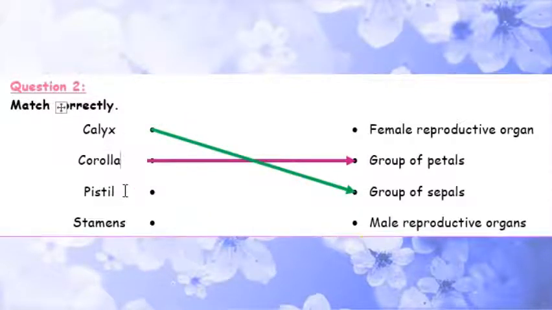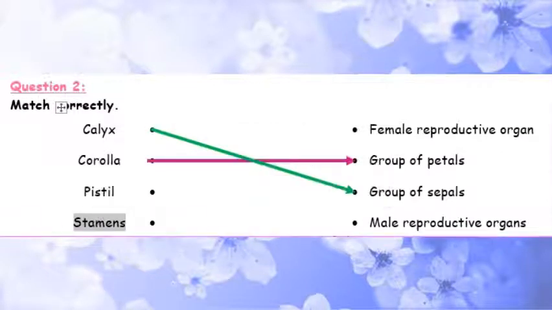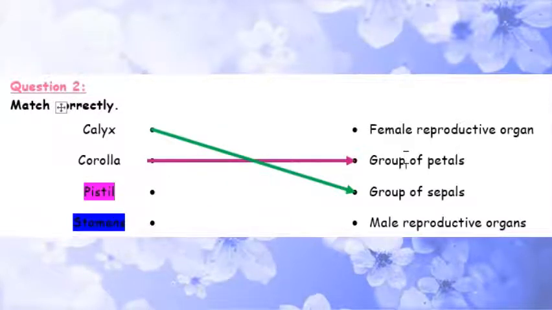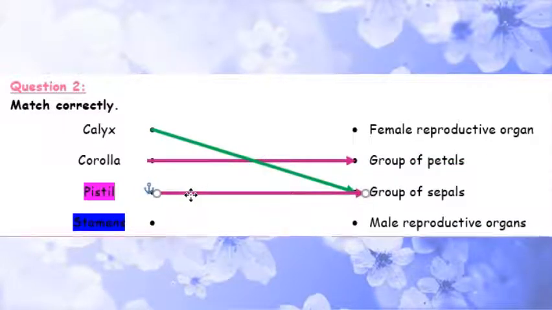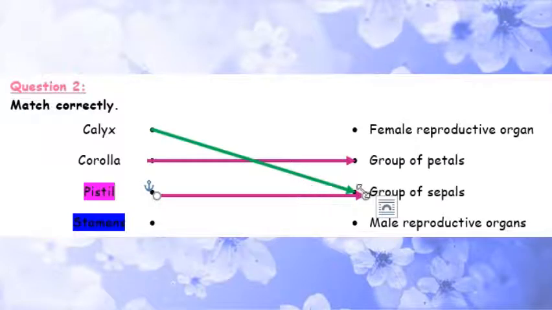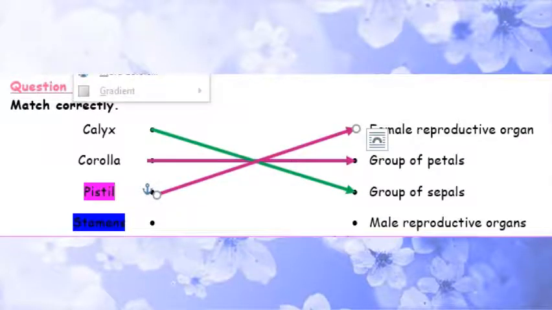Okay, we still have pistil and stamens. The stamens are the boys for sure. I'm gonna color them in blue. The pistil or the carpel is the girl. So I will color it in pink. The pistil is the female part. It is the girl. It is the female reproductive organ of a flower.